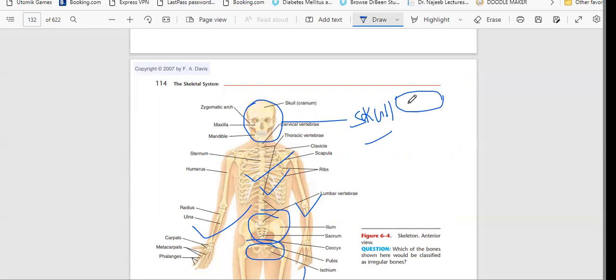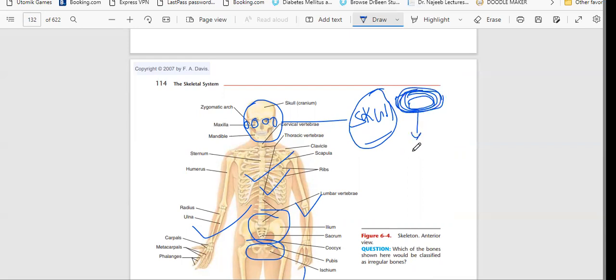First, inside this we have the brain. It protects the brain as well as the eyes and the ears. So the cranium protects the eyes, the brain, and the ears. This is the main reason we have the skull. The brain also has 3 layers, which we'll study in the nervous system.